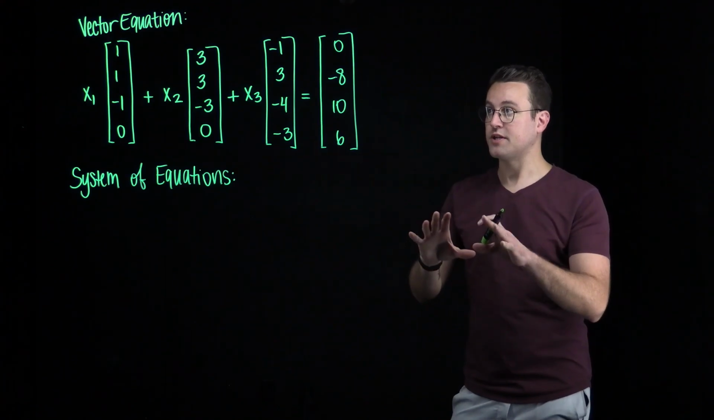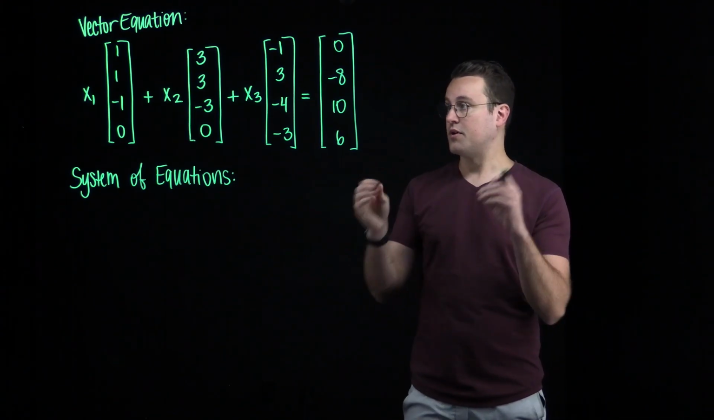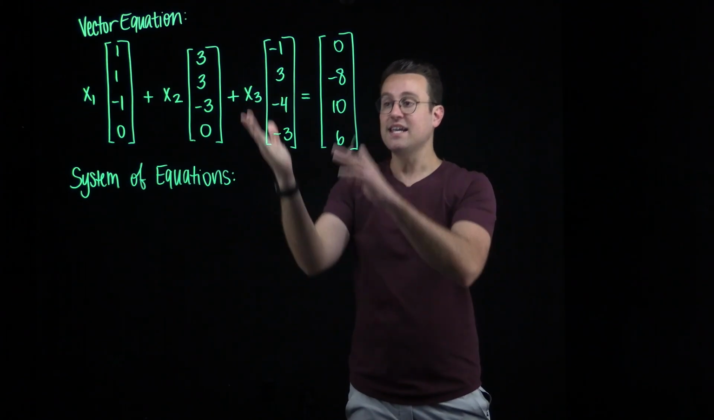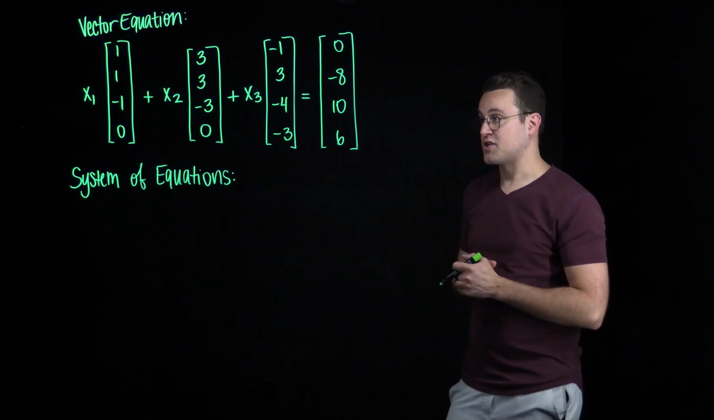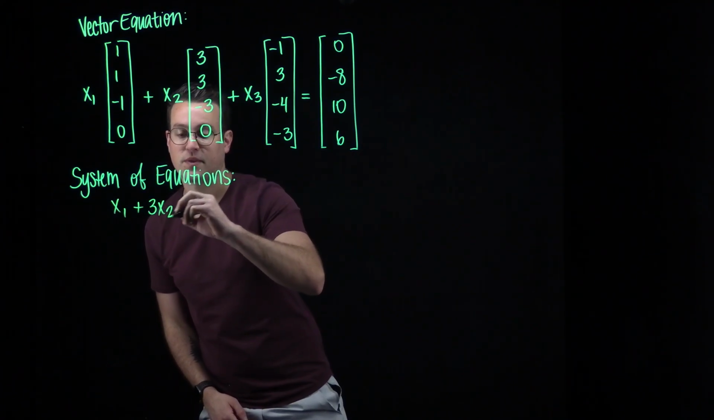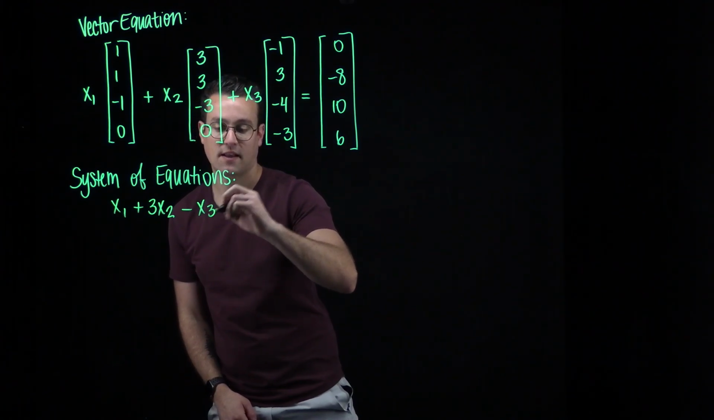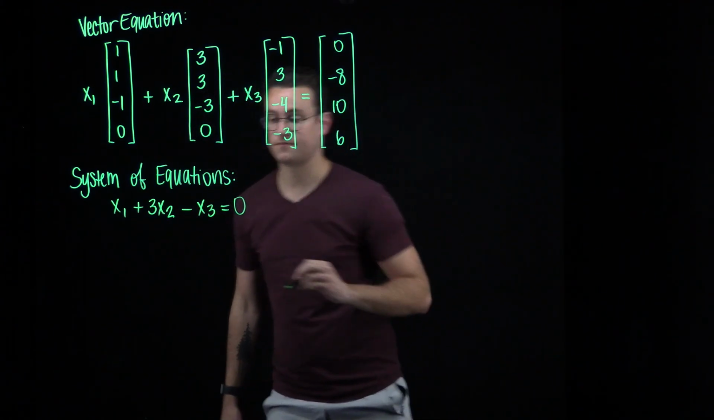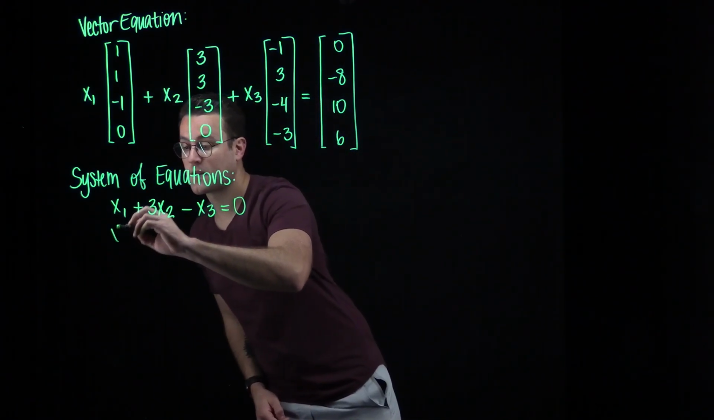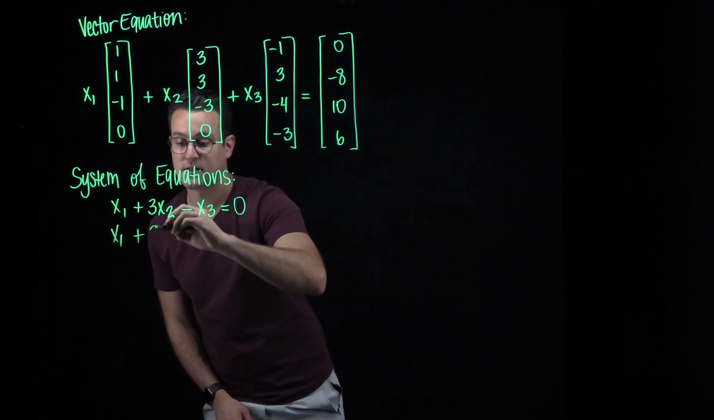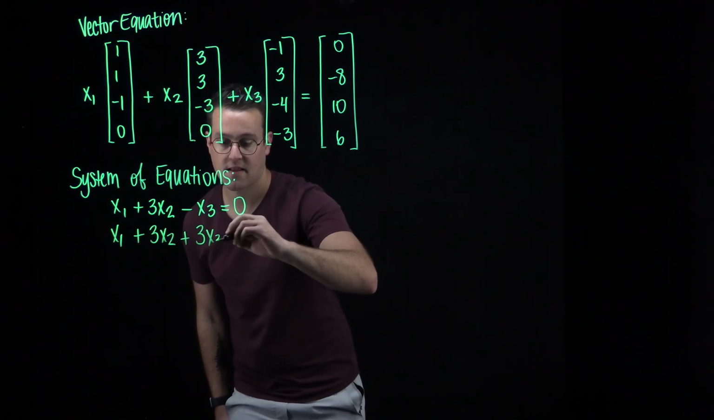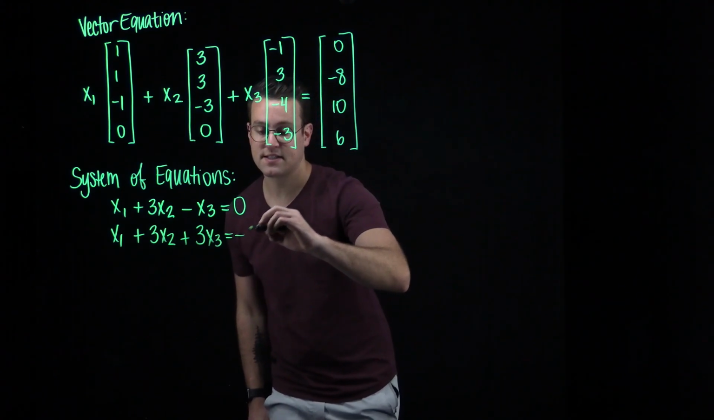Then when I have two vectors equal to each other, I can set the corresponding entries equal. So in the first slot, I'd have x1 plus 3x2 minus x3 equals 0, and that's exactly what our first equation will be. So I'll have x1 plus 3x2 minus x3 equals 0. Then we'll do the same for the other slots. So x1 plus 3x2 and then plus 3x3 is going to be equal to negative 8.